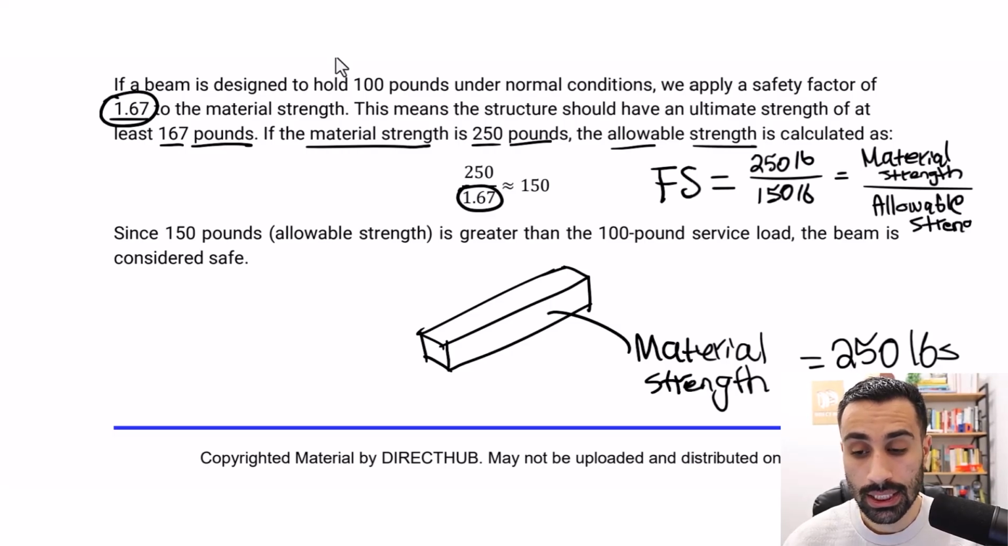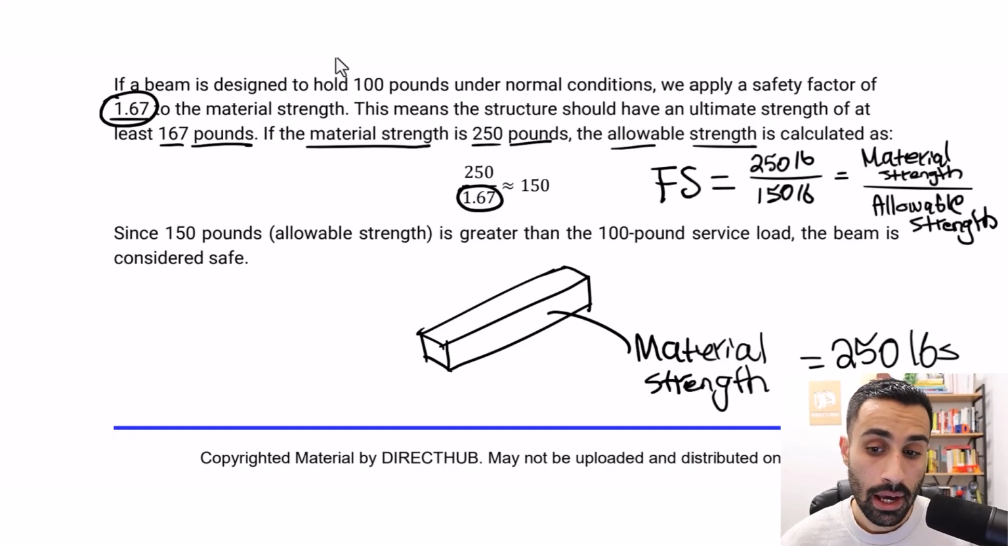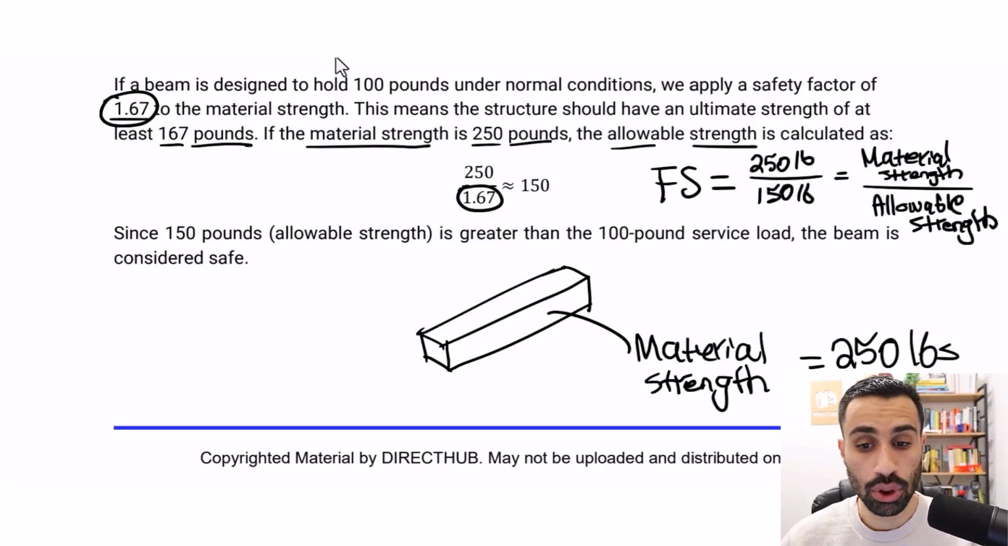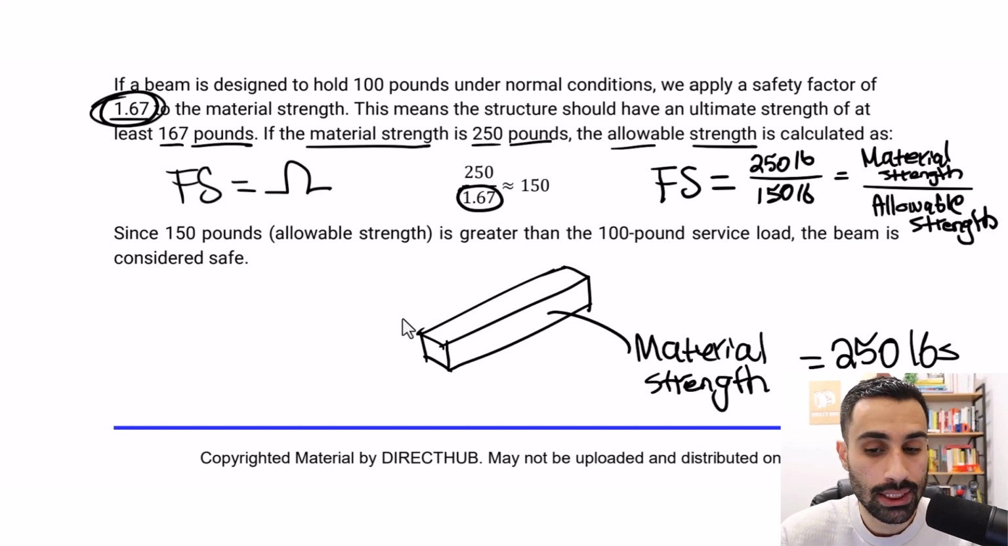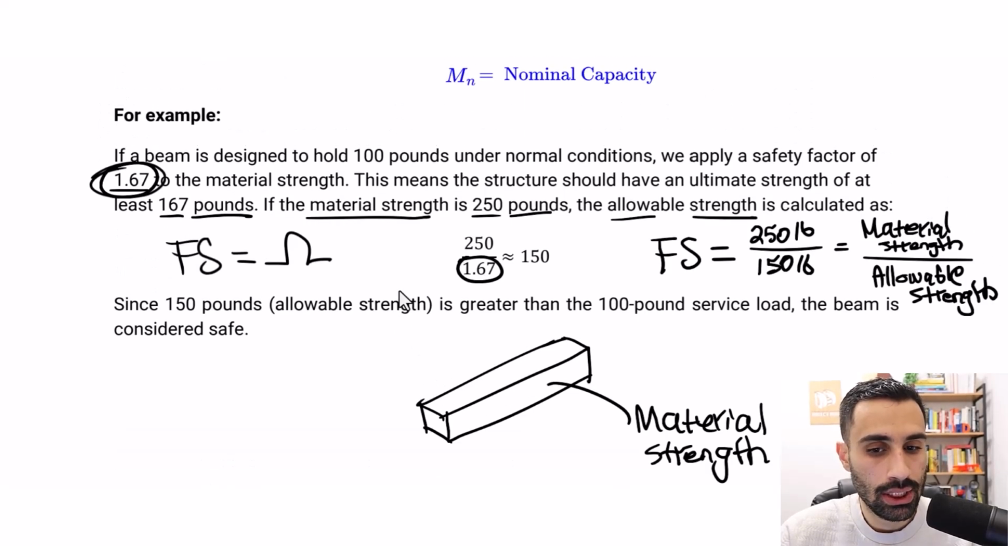And that is the definition of factor of safety: the material strength divided by what's allowed. The allowable strength gives us the factor of safety. Keep in mind for ASD, the factor of safety will be omega. In this case, we're assuming it's 1.67. So that's just a simple example.